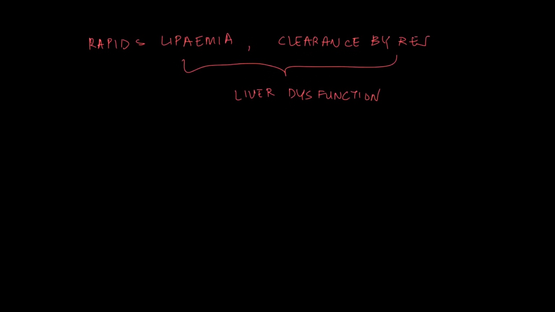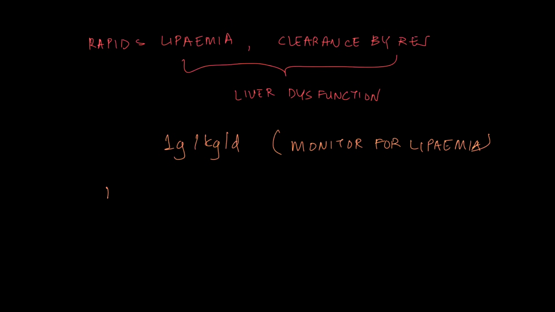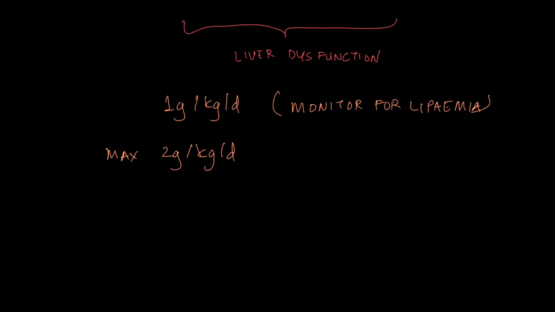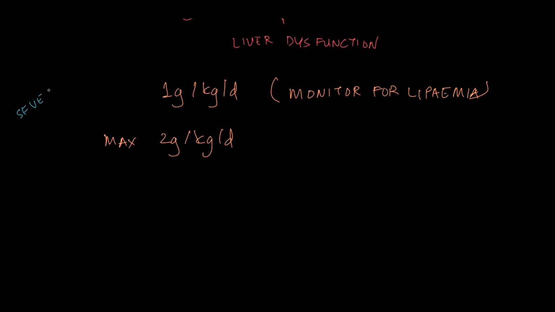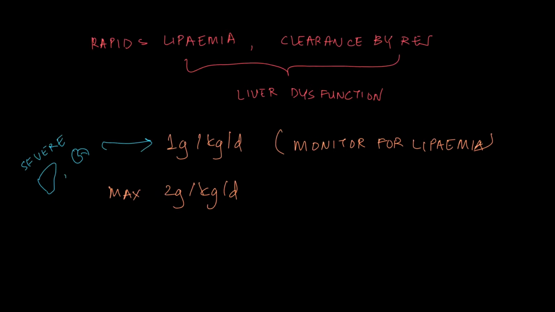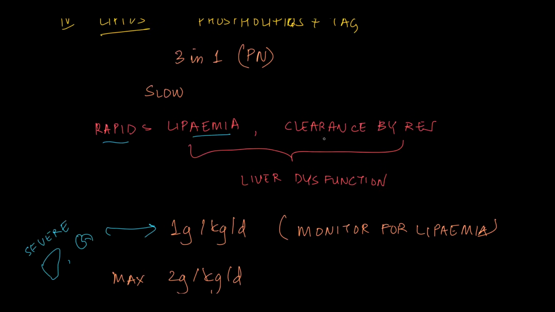Now, the dose of the lipid is at 1 gram per kg per day while monitoring for lipemia, with a maximum of 2 gram per kg per day. In cases of severe liver or renal dysfunction, you do not exceed 1 gram per kg per day. So ideal is a continuous infusion over 24 hours, as we have discussed that rapid infusion leads to lipemia and clearance by reticuloendothelial cells, leading to liver dysfunction.